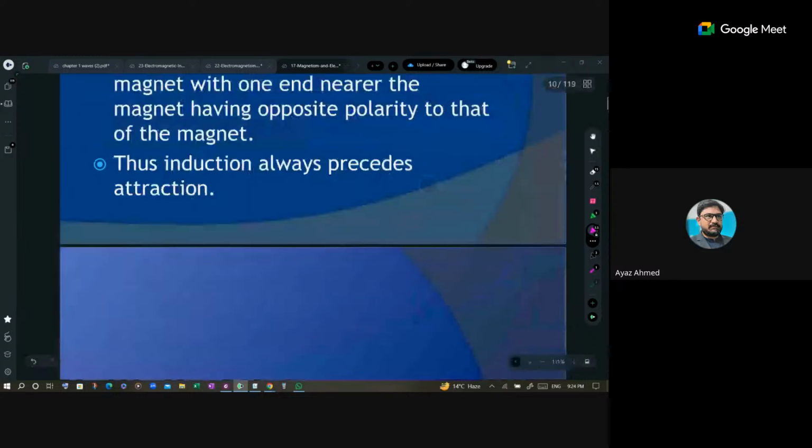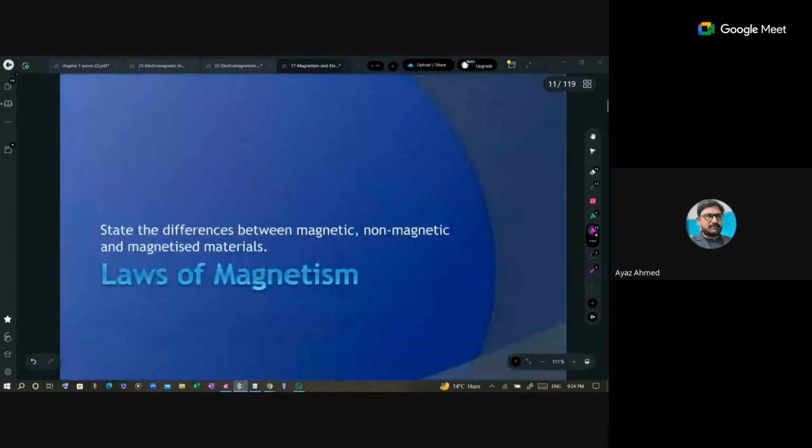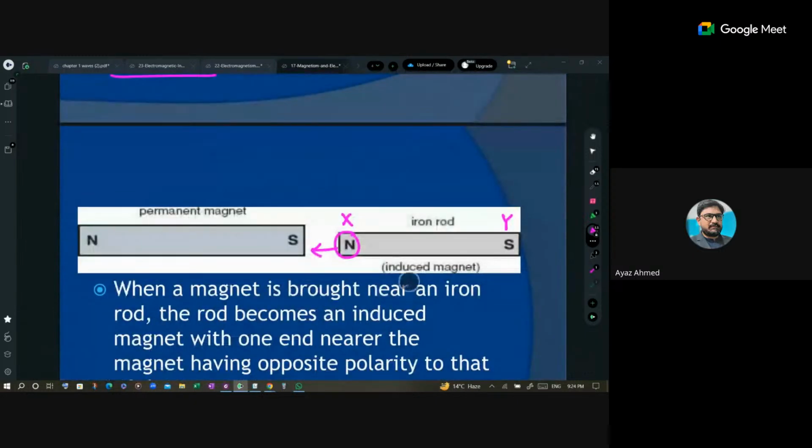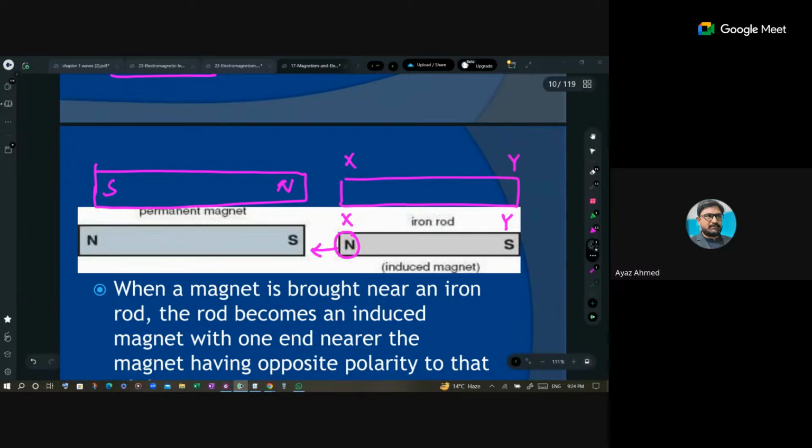But if you alter it, let's say this is the same rod, and its end x is over here, y is over here, and now you brought a magnet in such a way that its north is here and its south is there. So what will this iron do? Iron will produce south over here and north over here. It would be attracted by all means. So it induces its properties depending upon the end which is brought nearby.